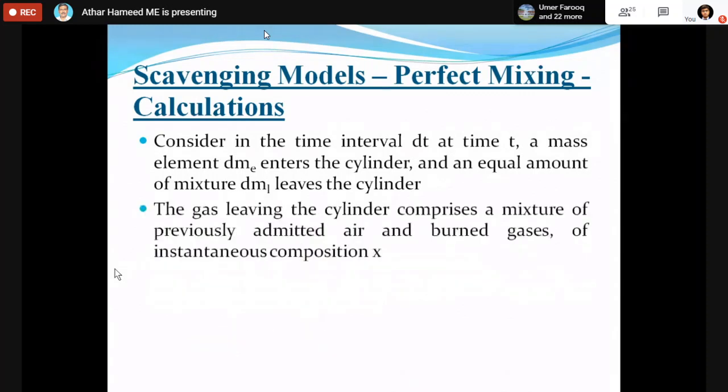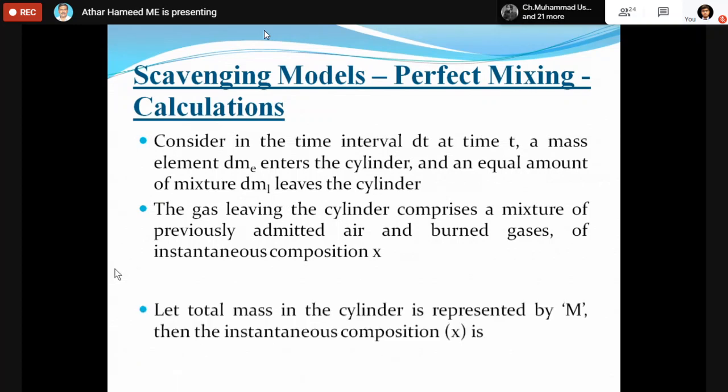Then the gas leaving the cylinder comprises a mixture of previously admitted air and burnt gases of instantaneous composition X. In that instant, when some mass entered, it was mixed, and now in the time dt, this mass, which has been mixed with the previous burnt gases, is coming out of the cylinder. So fresh air is coming in, and an equal mass is going out.